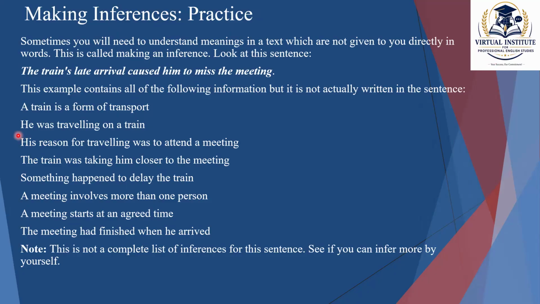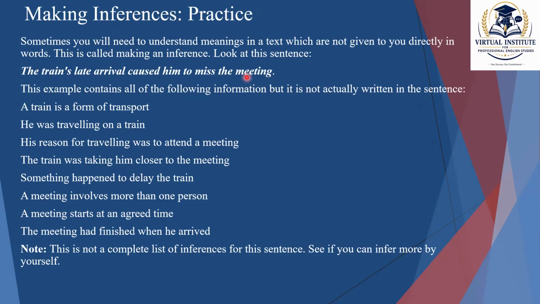Okay. He was traveling on a train. So late arrival means that he was on the train. That's why he arrived late. His reason for traveling was to attend the meeting, right? Why? Because he has missed the meeting, right? And so on. So all these sentences are inferred from this one sentence, although they are not written directly in this sentence. Is it clear?